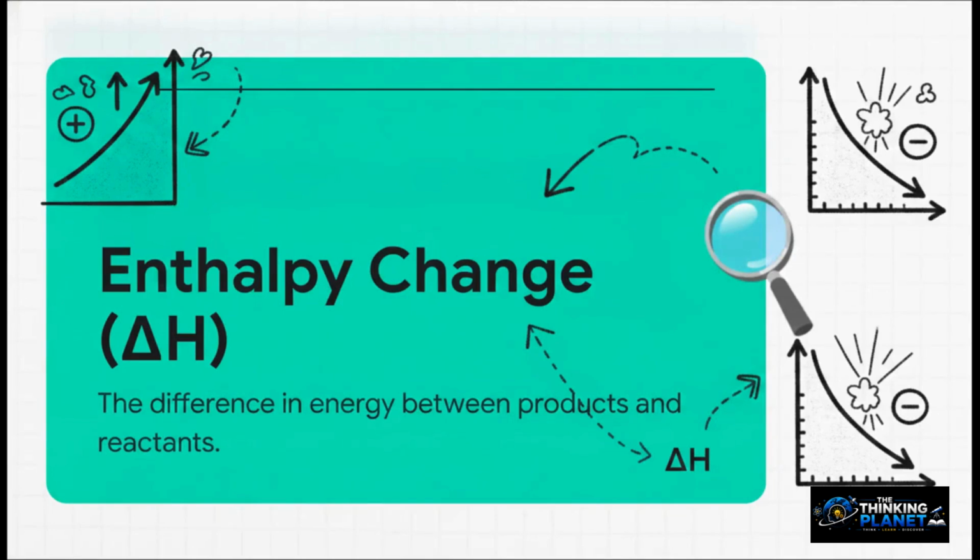And this brings us to a vital term for your class, enthalpy change, which we represent with the symbol delta H. Enthalpy change is just a fancy way of describing the mathematical difference in energy between the products and the reactants.